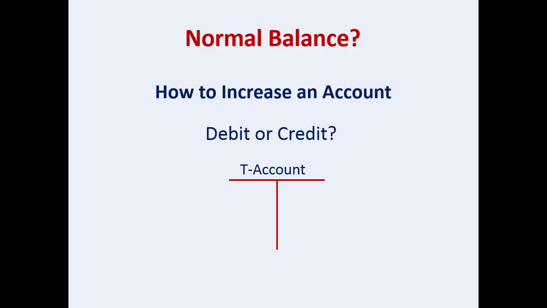So, what is a normal balance? How do you increase an account with a debit or a credit? Depends on the account. If it's an asset, the normal balance is a debit. If it's a liability, the normal balance is a credit. It's location only, debits and credits. Debit on the left side, credit on the right side.